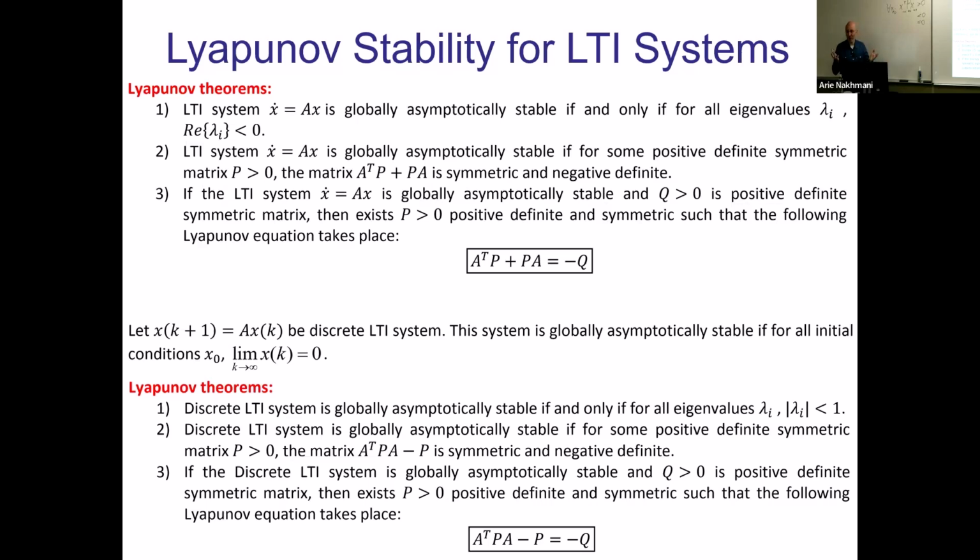If all of them are positive, the matrix is positive definite. If all of them are negative, it's negative definite. If all of them are positive except a few which are 0, then this is positive semi-definite. If you have all of them negative, but some 0, then it's negative semi-definite. Right, so based on the eigenvalues, you know if it is positive or negative, semi-definite or definite.